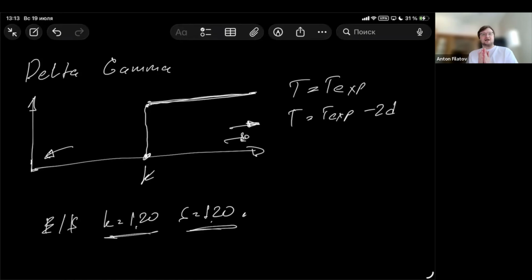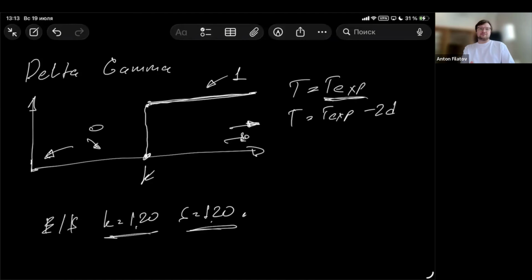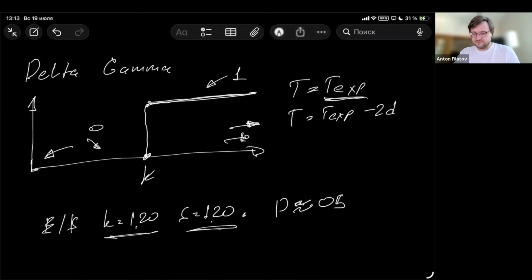You can be higher or lower at the end of this option, so at time equals time to expiry, right? It's a 50-50. You'll have either 1 or 0, right? So your expectation is about 0.5. So half. So your delta is around 0.5.